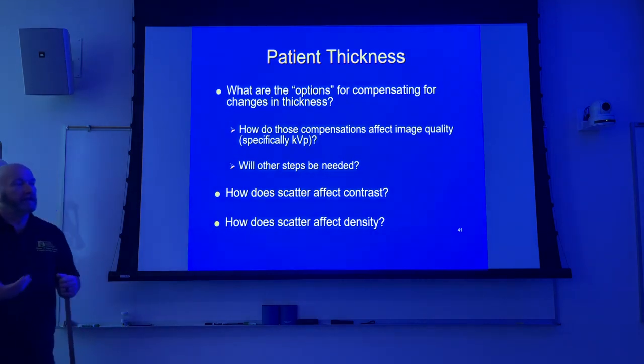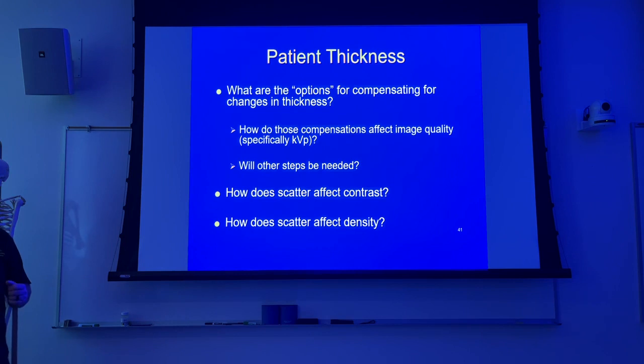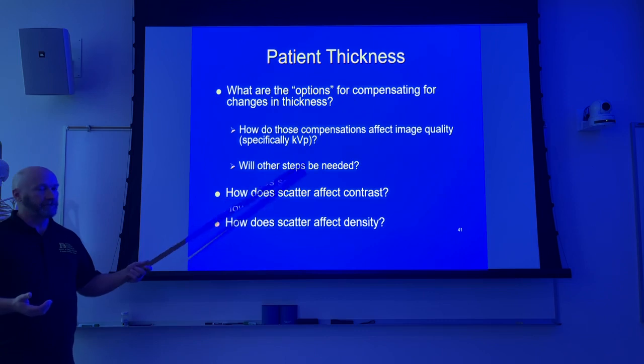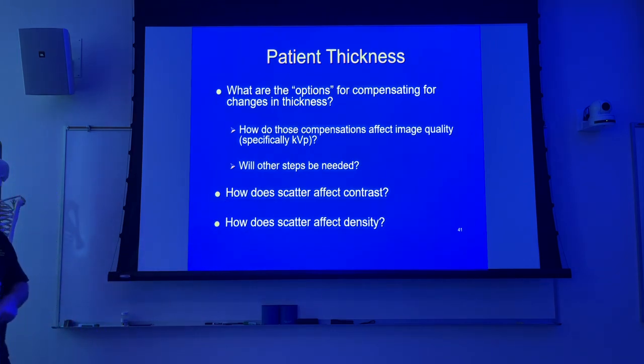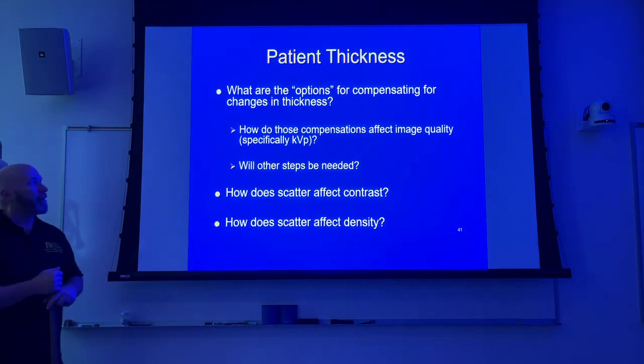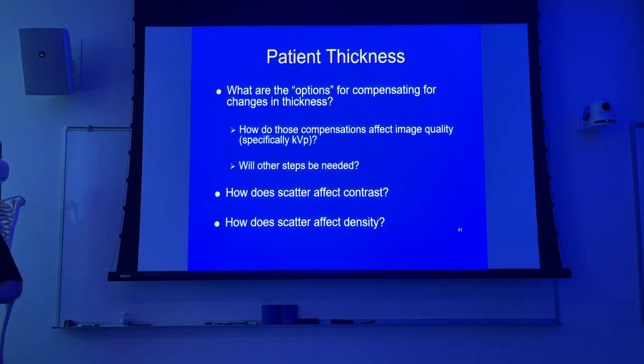So if you would not shoot a specific body part with a grid because you're not at 70 kVp or above, and you adjust with kVp, you're going to have to introduce a grid. So that's what other steps might be needed.